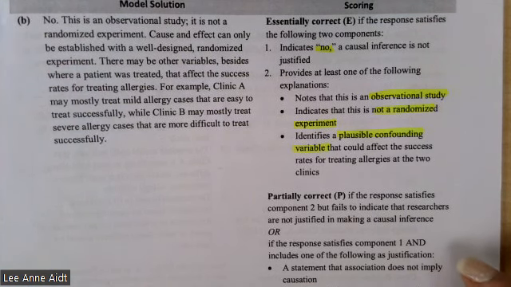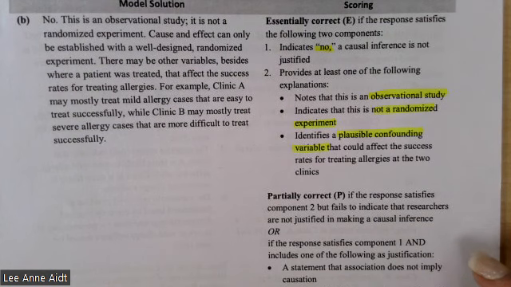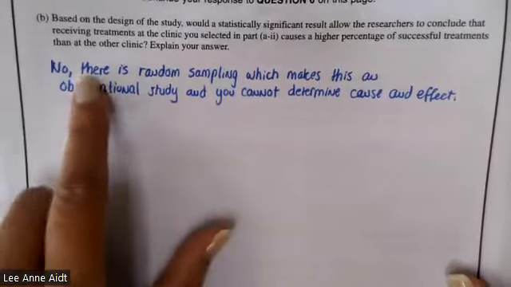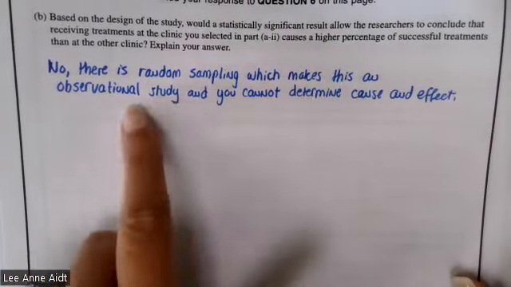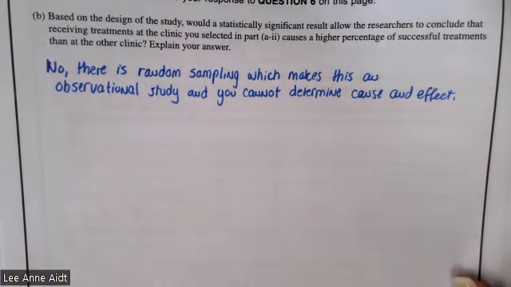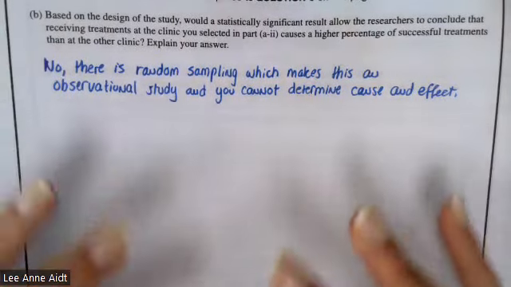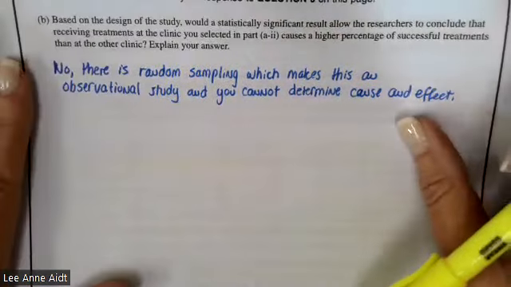And why? Observational studies, I thought that's one you can apply to everyone. But it is. That's not what this is asking, though. This is asking about cause and effect. Oh, is it? Yeah, see the word causes right there after A2. Oh, darn it. Okay, I wrote, no, there's random sampling, which makes this an observational study, and you cannot determine cause and effect. That was my really great use of this entire piece of paper there.